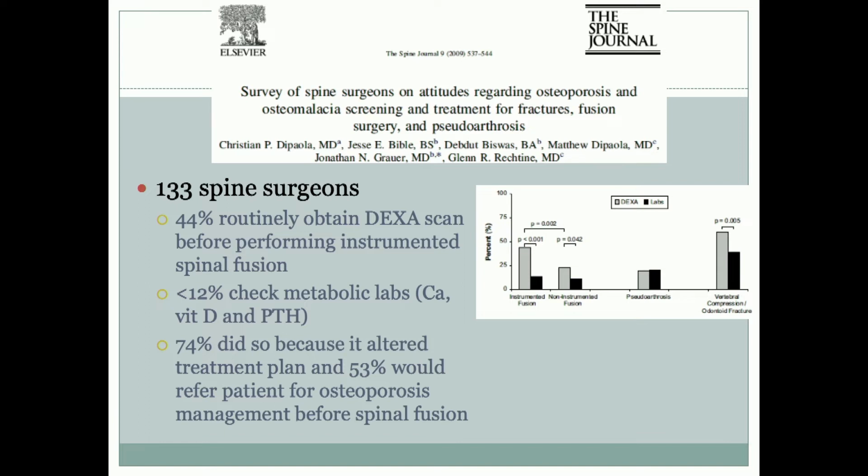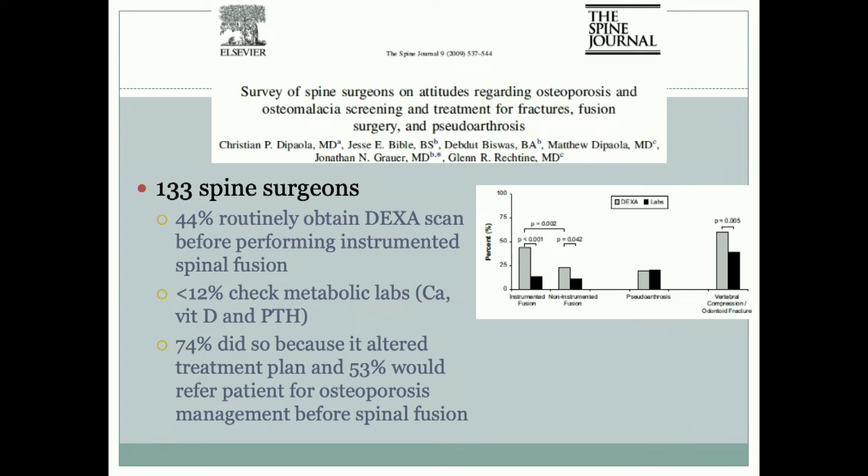And more specific to spine surgery, this was a survey of over 133 spine surgeons. 44% routinely obtained DEXA scan before performing instrumented spinal fusion. I think this number has definitely gone up in the last few years with more awareness of osteoporosis in spine surgery. Less than 12% checked metabolic labs, calcium, vitamin D, and PTH, and 74% reported that they did so because it would change their operative plan. And 53% would refer a patient for osteoporosis management before spinal fusion if they diagnosed it by DEXA.